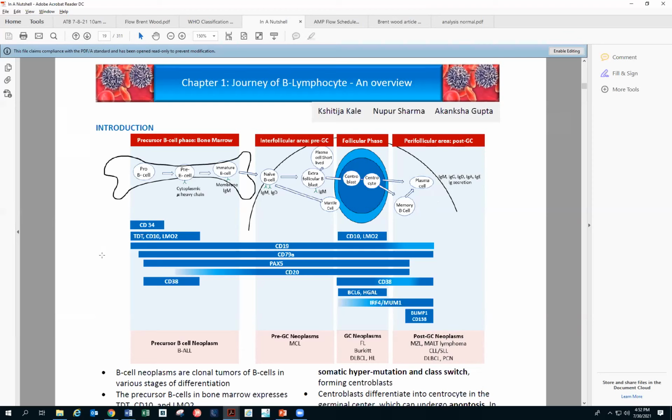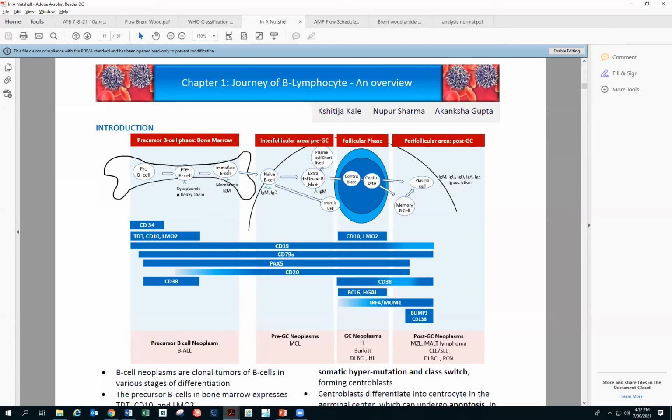But let's see how the antigens are evolving, like we are flow people, right? CD34 is there in the early, immature or pro-B cell phase. It loses it after that. So why is this important? Because in B-ALL, the more mature forms of B-ALL will not have CD34. That doesn't mean that they are not B-ALL. That's a caveat that you have to remember always.